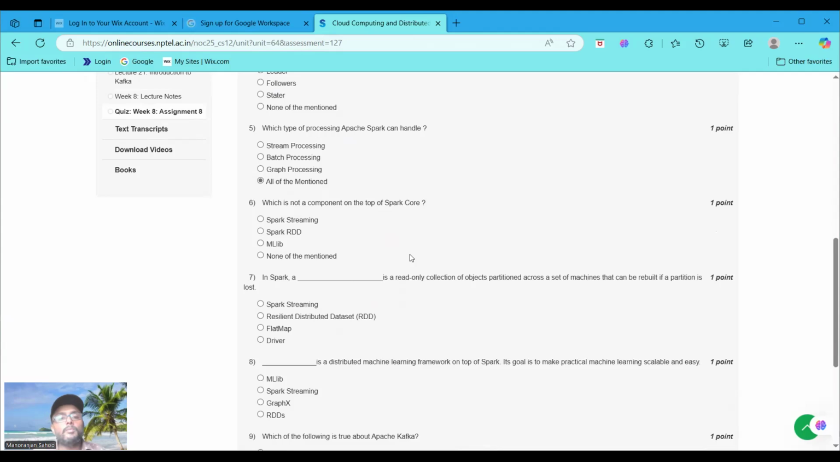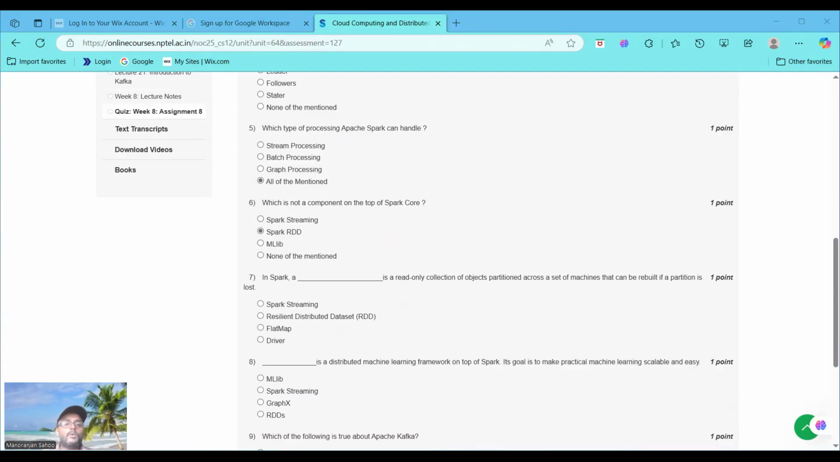Which is not the component on the top of Spark core? That is Spark RDD. Spark RDD is not a component on the top of the Spark core. Why is Spark RDD not a component?